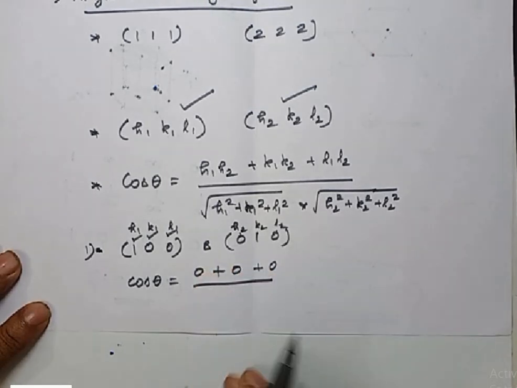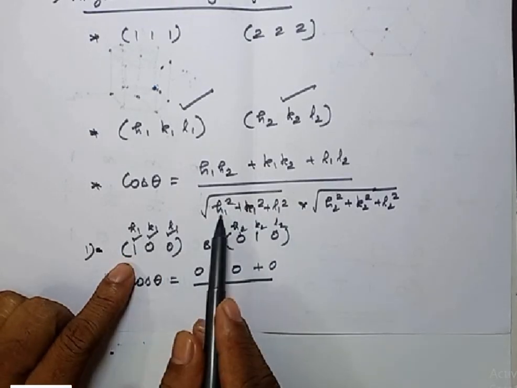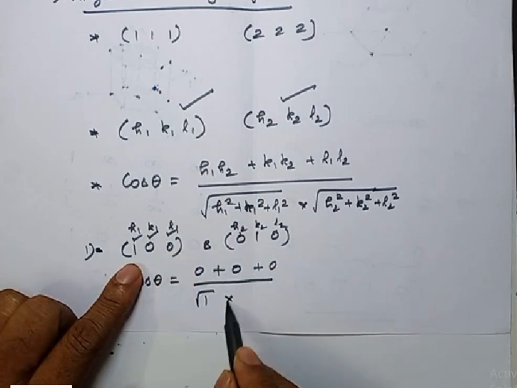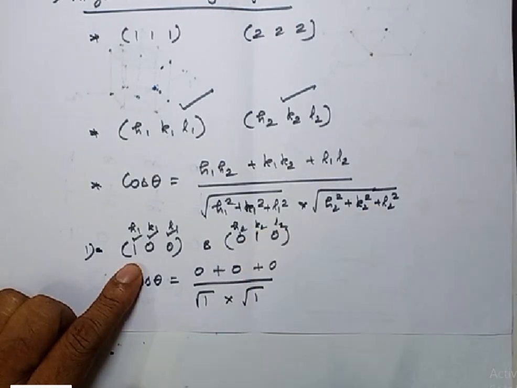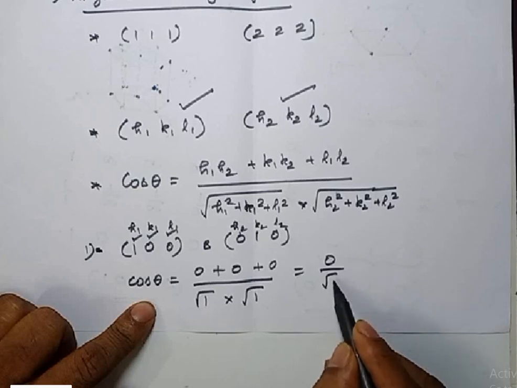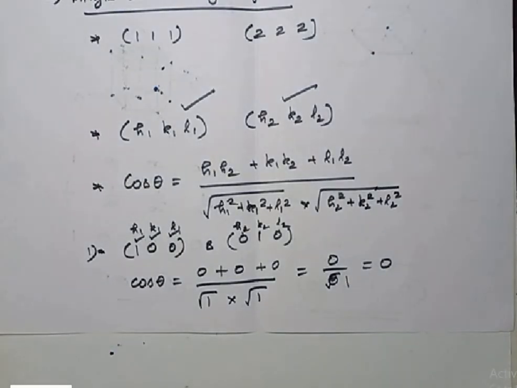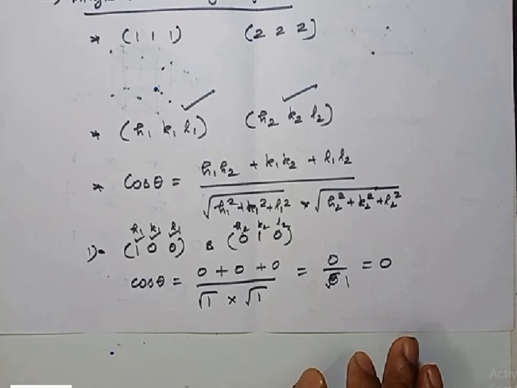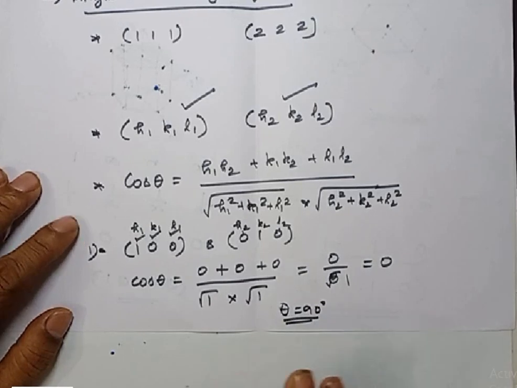Now, since the numerator is 0, let me check the denominator. In the denominator we have H1 square plus K1 square plus L1 square. H1 is 1, 1 square is 1, so I'll get root 1. K1, L1 are 0, so you need not worry about them. Into, then here H2 is 0, K2 is 1, therefore I'll get square root of 1 here because K2 square is 1, remaining numbers become 0. So root 1 into root 1 is 1, but in the numerator I have 0. 0 by anything is 0. Okay. Which angle will give cos theta equal 0? Anyone tell me? Yes, you are right. Theta equal to 90 degree is the angle between the two planes.